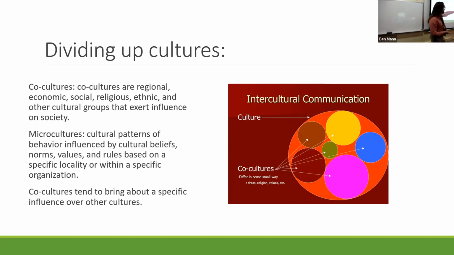So culture is a big circle. Co-culture is a smaller circle within that. And a microculture would be an even smaller circle in there that talks about a specific location or physicality in which communication occurs. So cultures can be understood in that context as well.